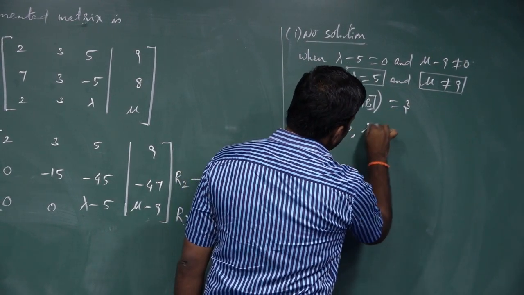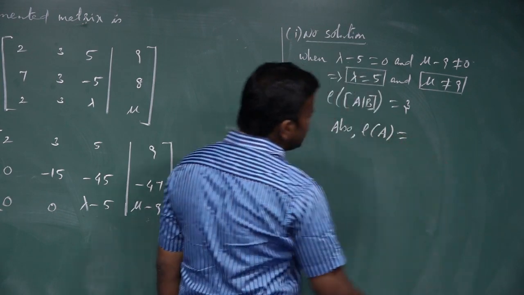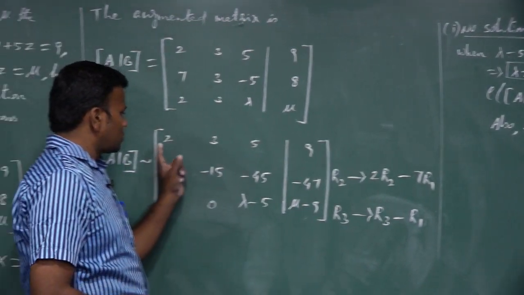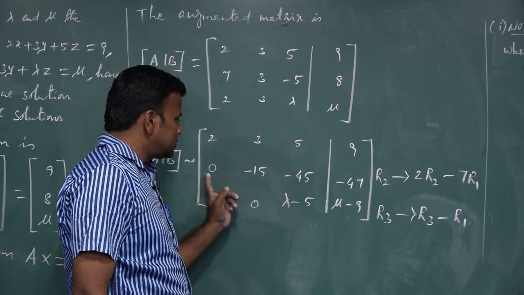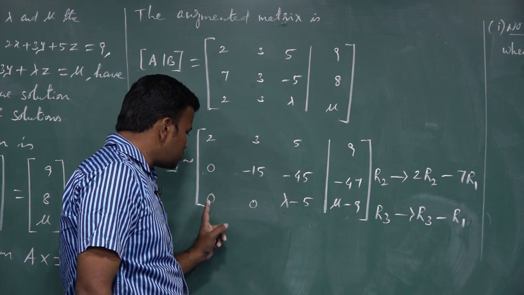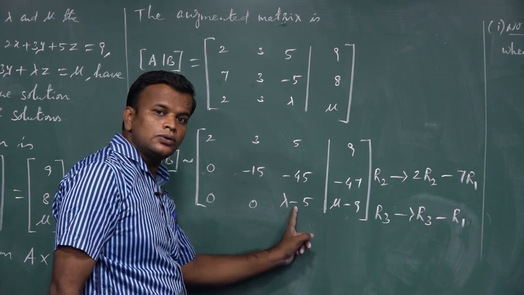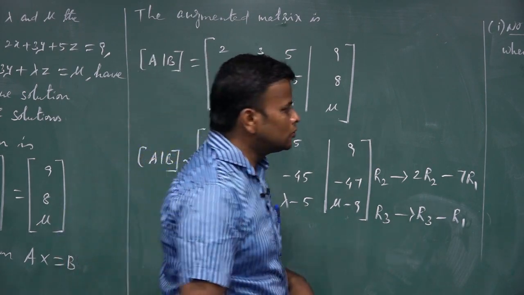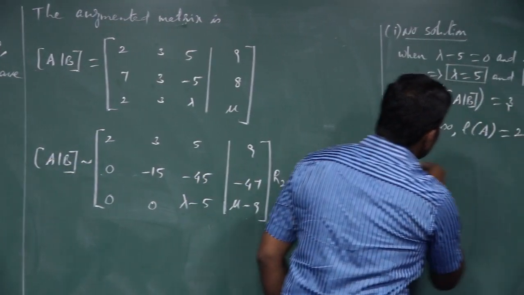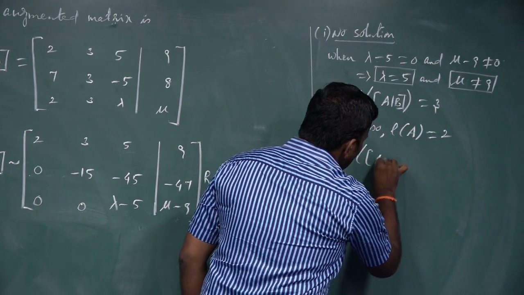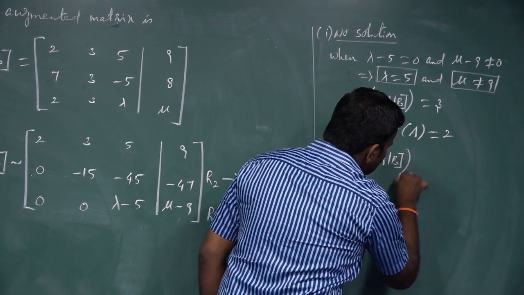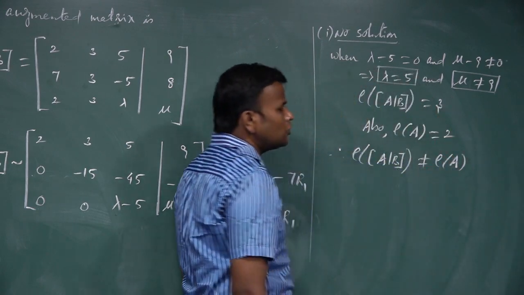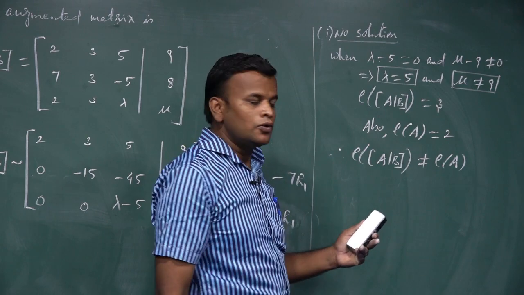Also, what is the rank of A? First row non-zero, second row non-zero, third row 0, 0. That value is also 0. So the third row is fully 0. So what is the rank? The rank is 2. The rank of A is equal to 2. Therefore, the rank of [A|B] is not equal to the rank of A because the two ranks differ. One is 3 and another one is 2.